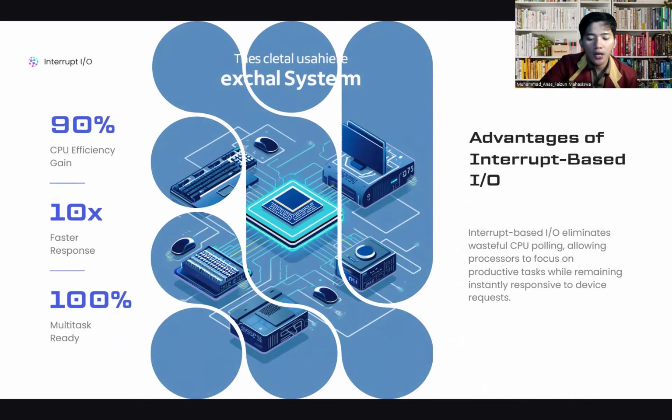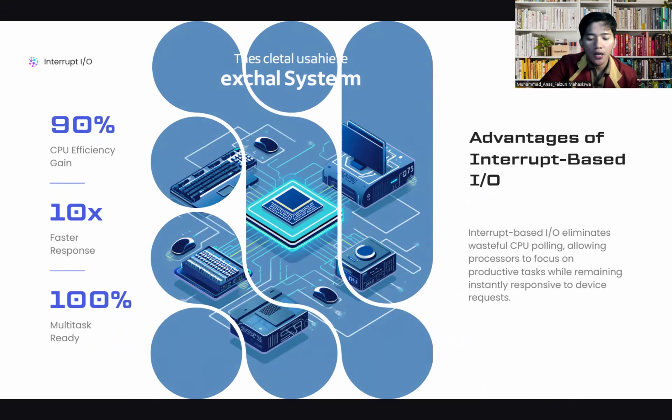One major advantage of interrupt-based I/O is CPU efficiency. Without interrupts, the CPU would have to constantly check the status of all I/O devices, called polling, which wastes valuable time and resources. Interrupts ensure that the CPU only works when needed, making the system more efficient and responsive.